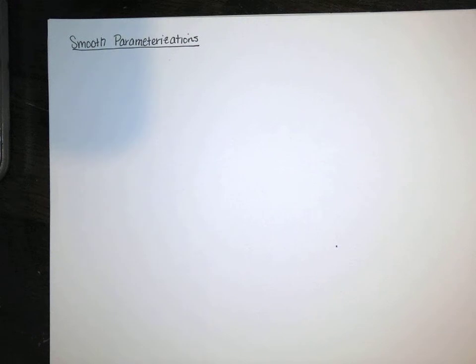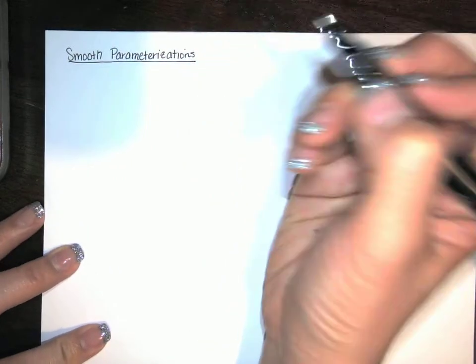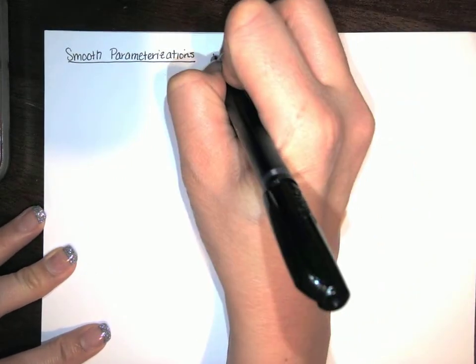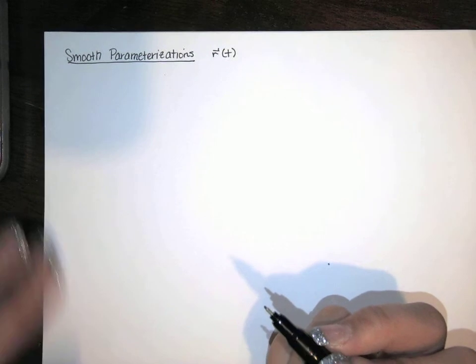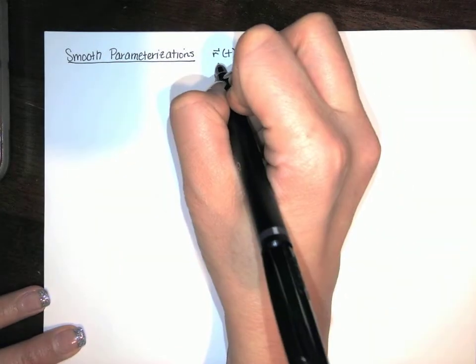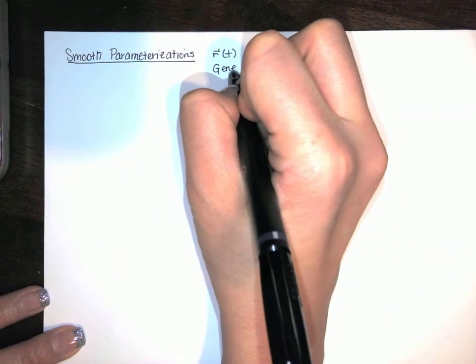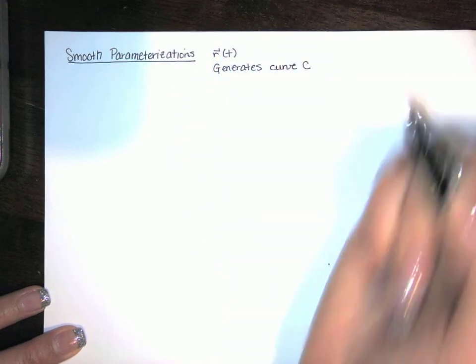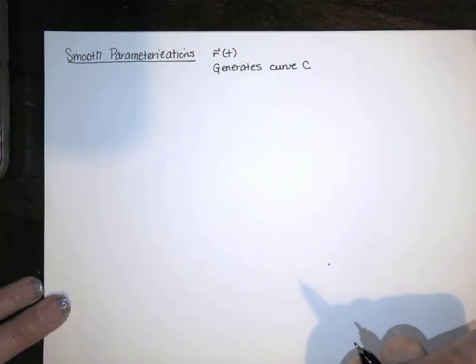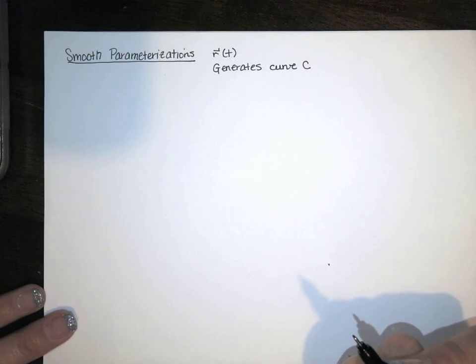In this video, we discuss the idea of a smooth parameterization. We say that a parameterization is smooth if the following is true. So we're going to say we have a vector valued function r of t. It generates a curve. And that curve C could live in 2 dimensions or 3 dimensions or n dimensions, and any of that would be fine.